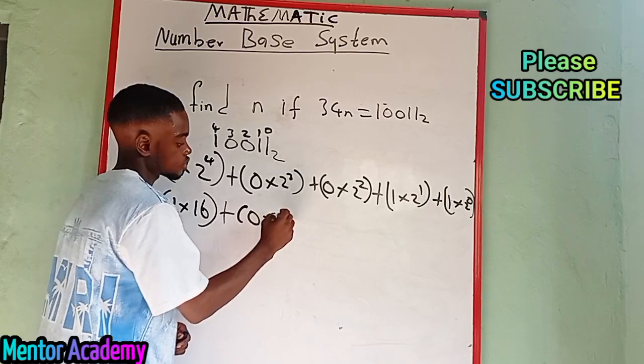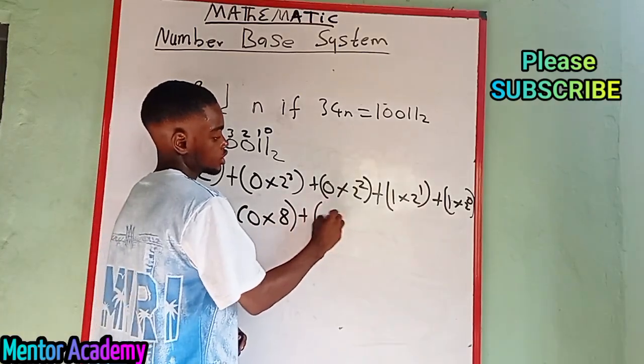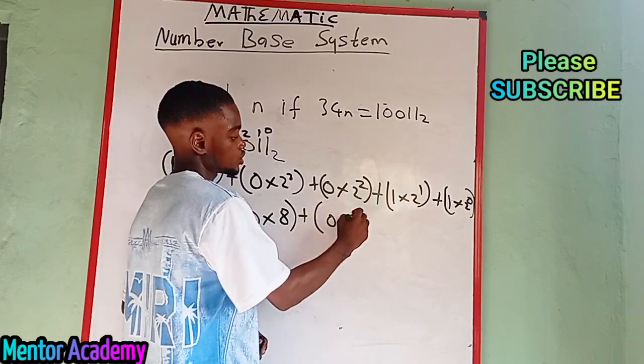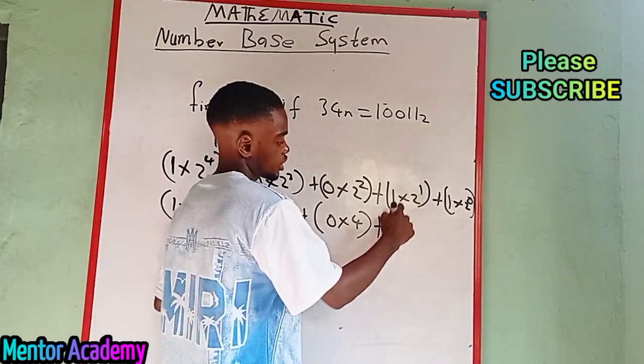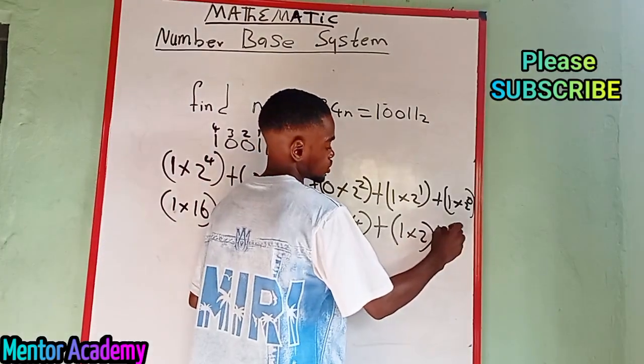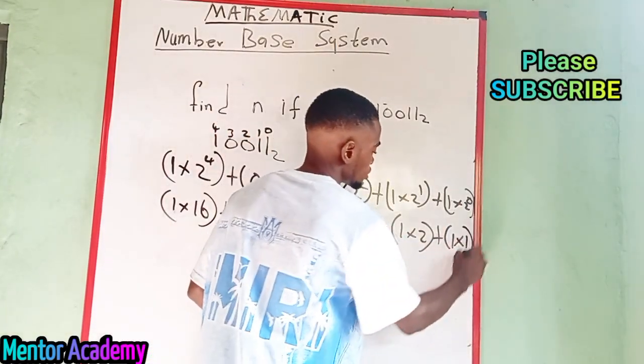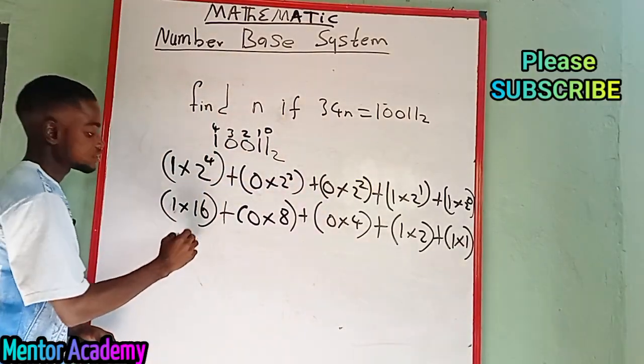But now I want us to put it: 0 times 8, plus bracket 0 times 2 times 2 is 4, plus bracket 1 times 2 raised to power 1 is 2, plus 1 times 2 raised to power 0. Anything raised to power 0 is 1. Now let's go. 1 times 16 is what?